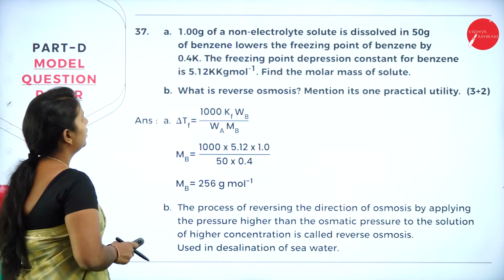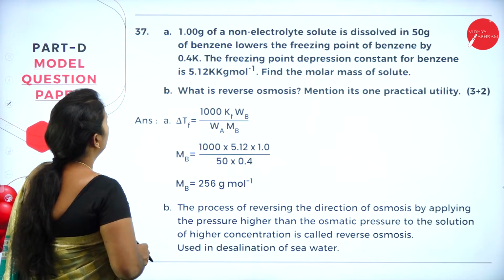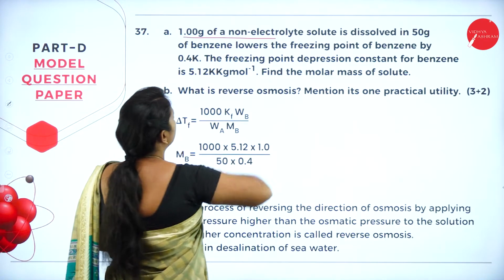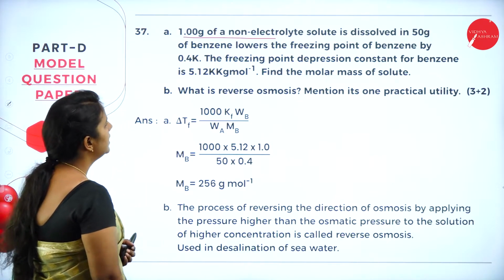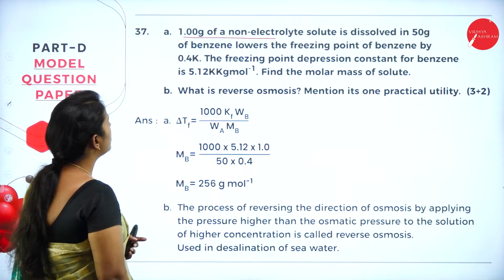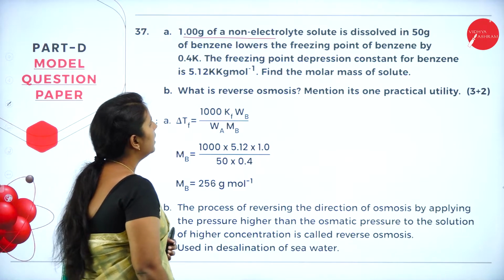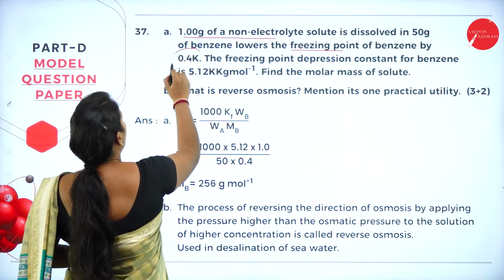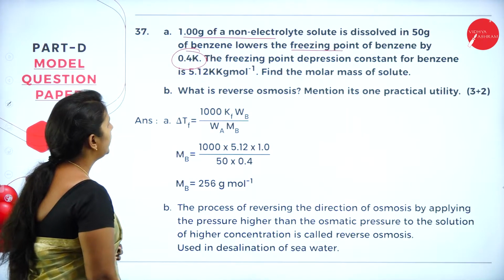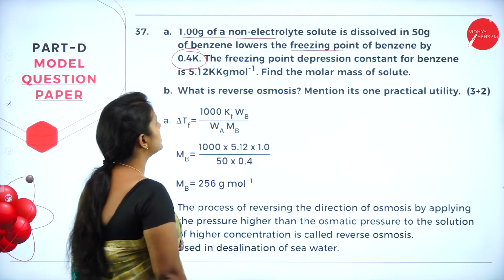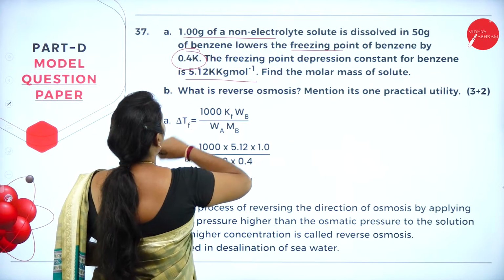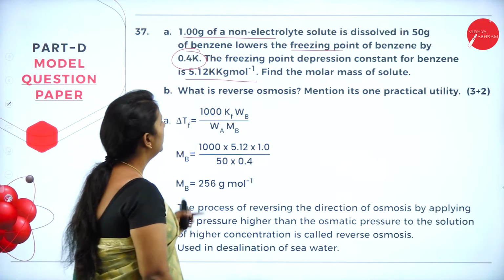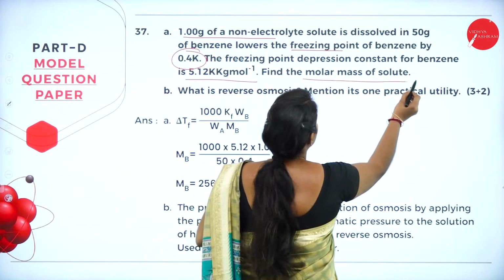Next question goes like this. 1.00 gram of a non-electrolyte solute is dissolved in 50 grams of benzene, which lowers the freezing point of the benzene by 0.4 Kelvin. The freezing point depression constant for benzene is 5.12 Kelvin per kg per mole. Find the molar mass of the solute.